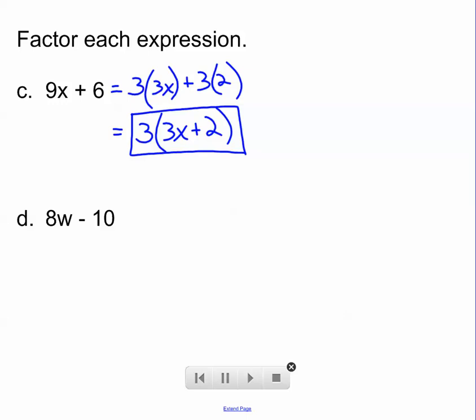It's division. So 8w and 10, what are they both divisible by? They're both divisible by 2. So 8w divided by 2 is 4w, and negative 10 divided by 2 is negative 5, and we're done.